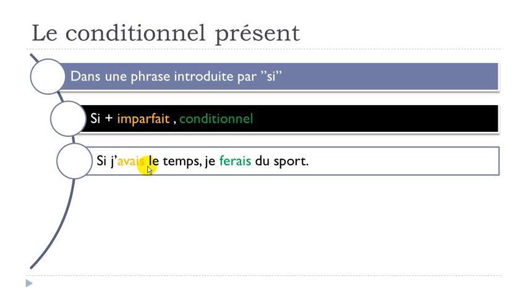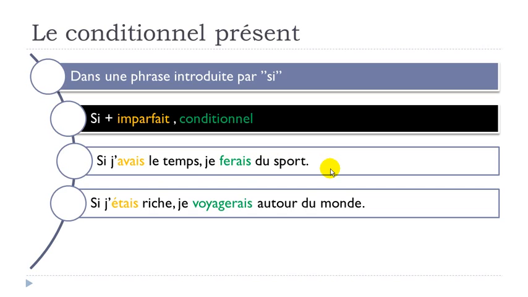Si j'avais le temps, je ferais du sport. Okay, so si j'avais le temps, so if I had, it's the same in English. You put this I had. Si j'avais le temps, so time, je ferais. Remember, it was faire, to do, but then at the conditionnel form, du sport.